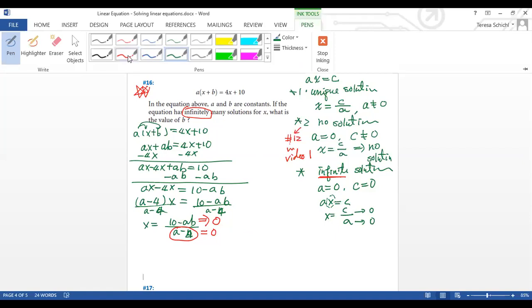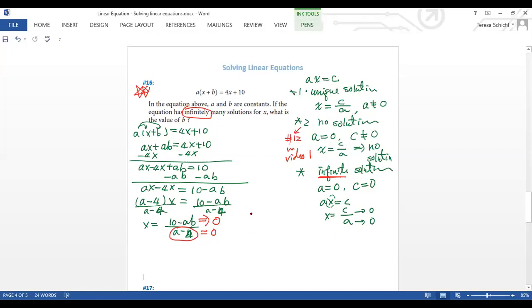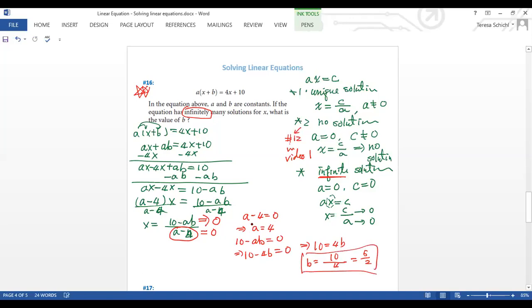Okay, so now let's take a look here. A minus 4 equal to 0. So A minus 4 has to be equal to 0, so A is equal to 4. Then I know that 10 minus AB has to equal 0. That means 10 minus 4B has to be equal to 0. Then you plus 4B on both sides, so it's 10 equal to 4B. So what is B equal to? 10 over 4, or 5 over 2. Okay, so that is the value of B and A, right?